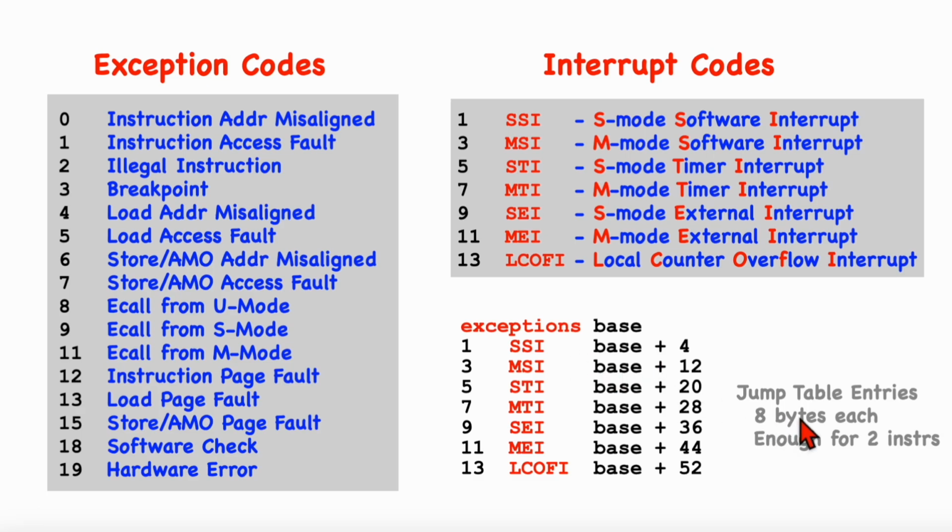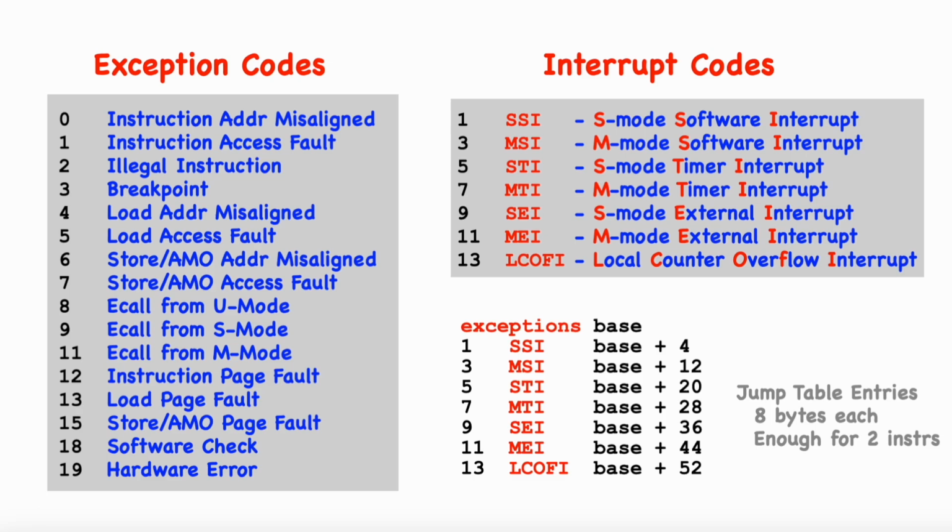So instead, what the software will do is place a jump table at address base. A jump table is just an array of jump instructions. The entry at the first offset, at offset 0, will be a jump to the first instruction of the exception trap handler. And the next entry of the jump table will be a jump to the start of the trap handler for supervisor mode software interrupts. And the next entry will be for machine mode software interrupts, and so on.